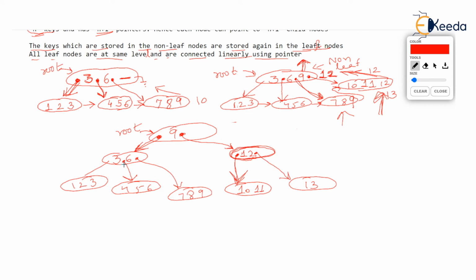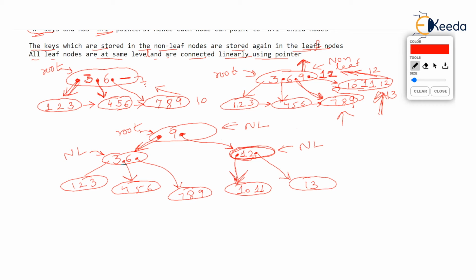But is this a B plus tree again? No, no, no, not at all. You now notice we have non-leaf nodes as 9. This is a non-leaf node. NL I will write. 3, 6. This is a non-leaf node. And 12. This is a non-leaf node. 3 non-leaf nodes we are having. Try to understand. Then every key stored in the non-leaf node should be stored again in the leaf node.